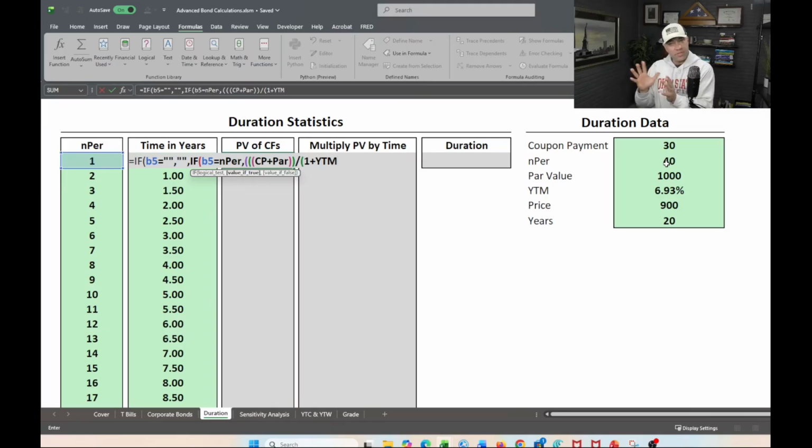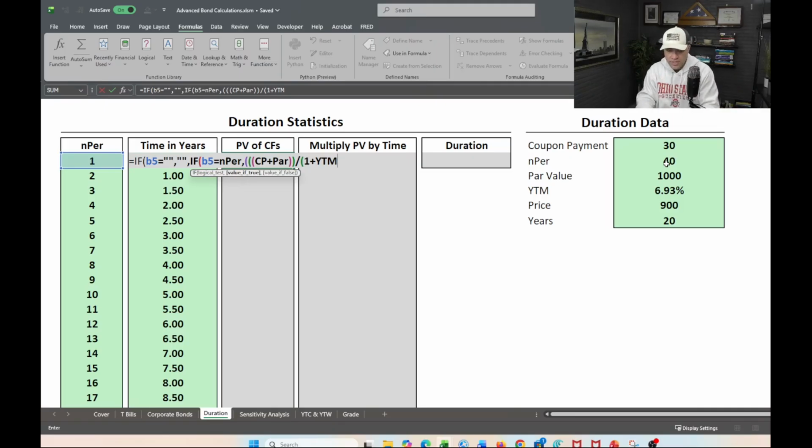Now, let me just break down something real quick. We solved yield to maturity. If we were solving price, that would have been the required rate of return. I'm not solving price. We solved yield to maturity. So yield to maturity in this example became the required return.